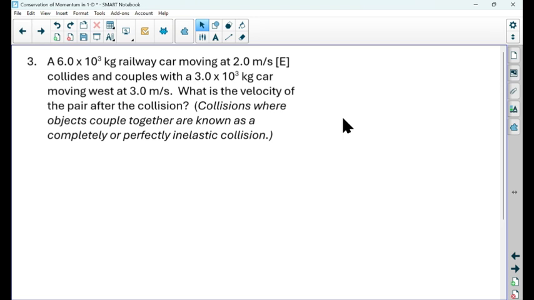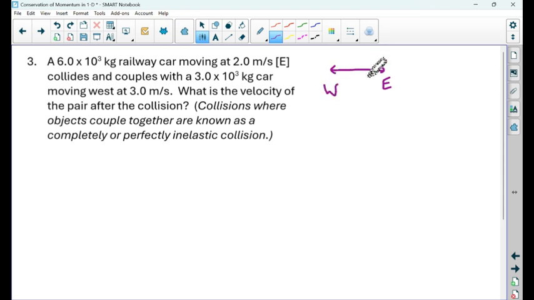Okay, so for this one, we have to choose some directions. East and west looks like what we're going to have here. So I'm actually going to put it up here so I've got a little more room. Here's my east and here's my west. Let's call east positive and west negative. Okay, so we know our momentum total initial equals our momentum total final.